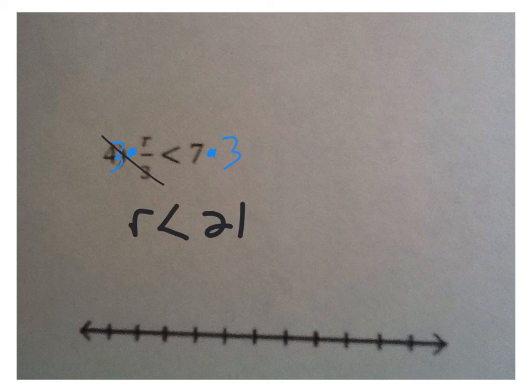Okay, so I need to find 21 on my number line, so I need to construct a number line. So I'm going to have 20, 21, 22. And 21 is less than, so it's going to be an open circle. And it's less than, so I'm going to shade to the left.